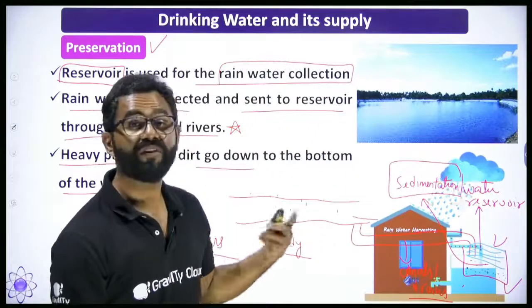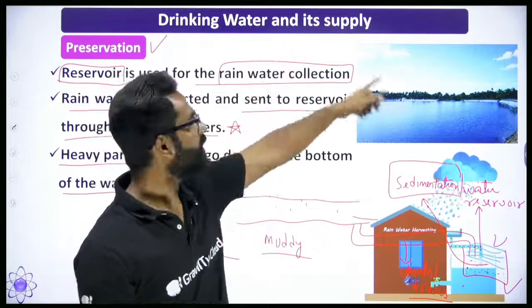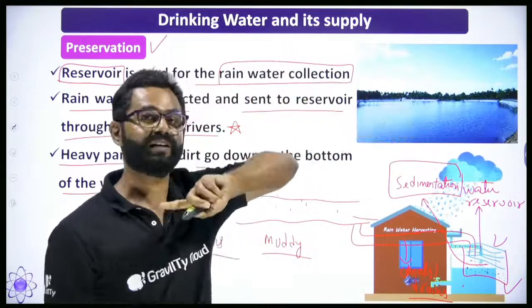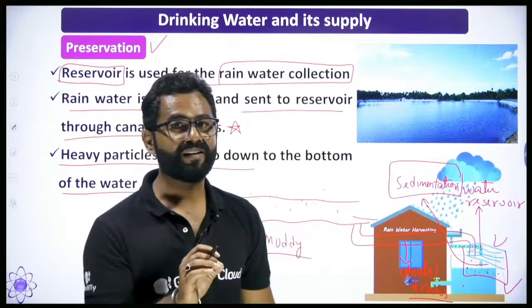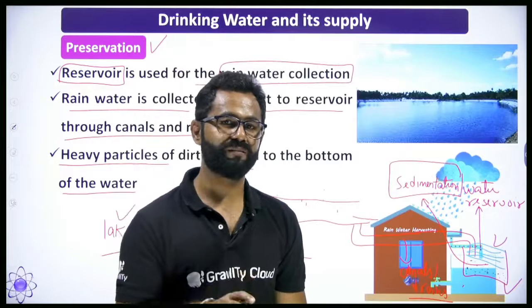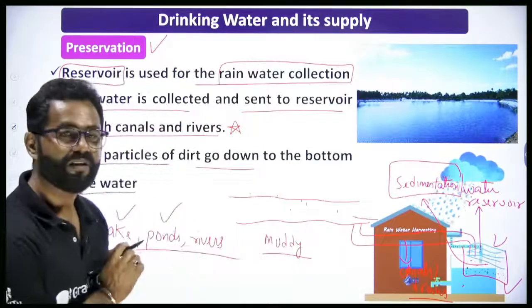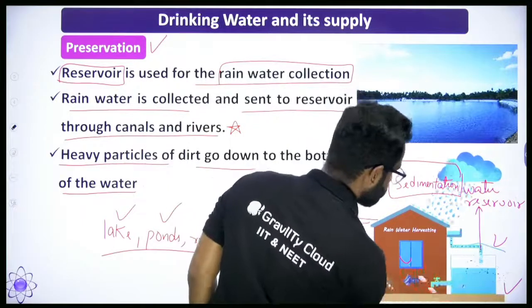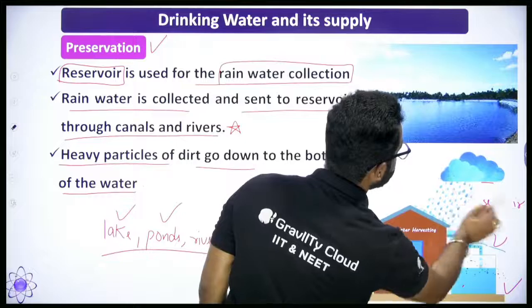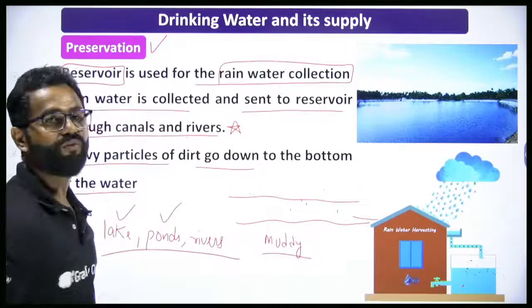So there are different ways we can preserve the water. Either we can collect the rainwater into the big ponds, or we can collect the rainwater from the rooftop. So these are the different techniques of preserving the water, right? Once the preservation of rainwater is done, then what do we do? We do the cleaning of water.